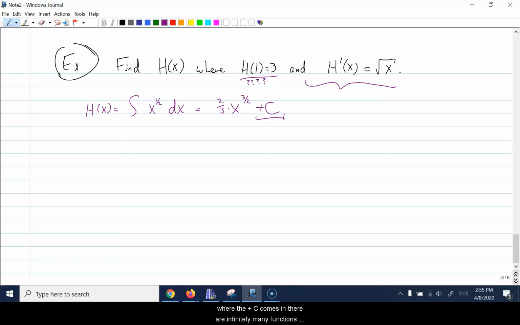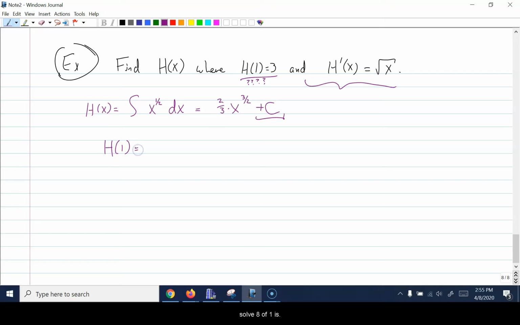There are infinitely many functions whose derivative is the square root of x, but only one of those will have, when you plug in 1, you get 3. The idea now is all the antiderivatives are this plus c. Which one of these choices of c will make h of 1 equal 3? Well, that's not hard to solve.